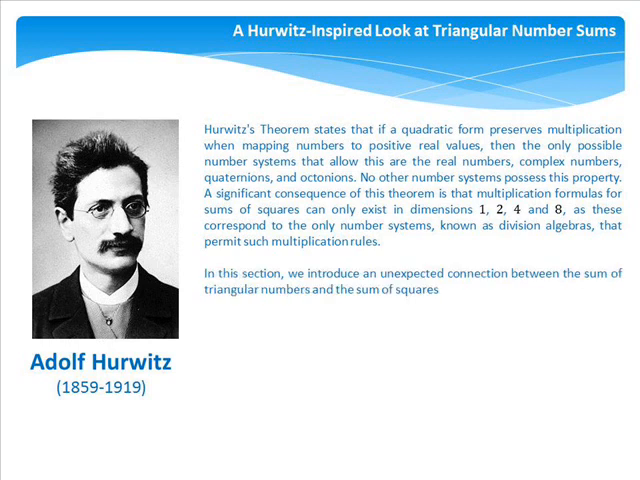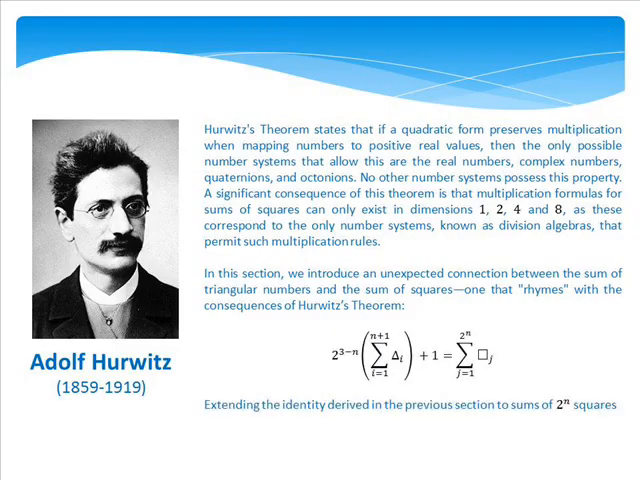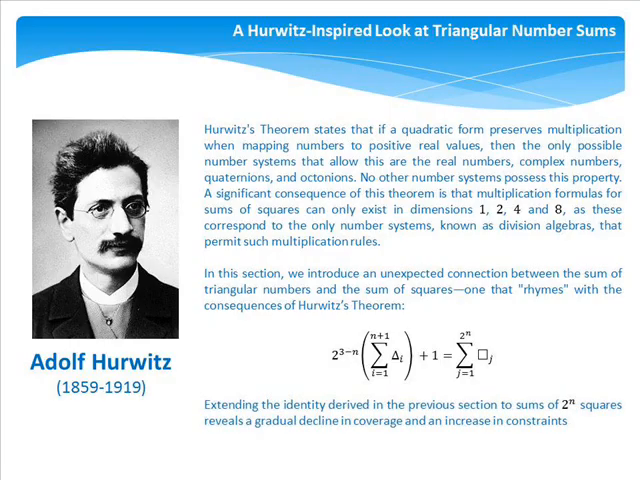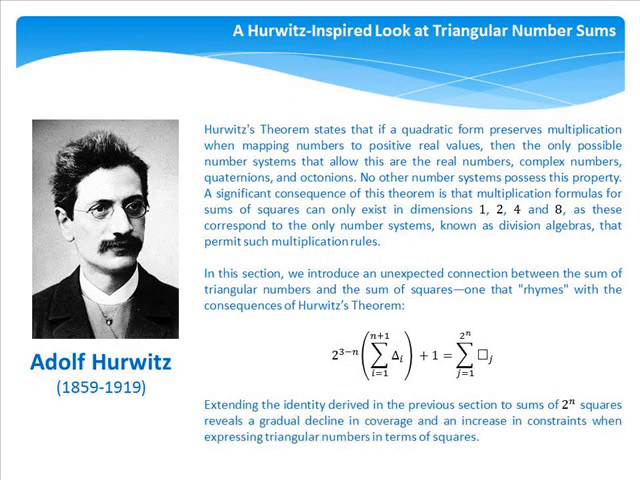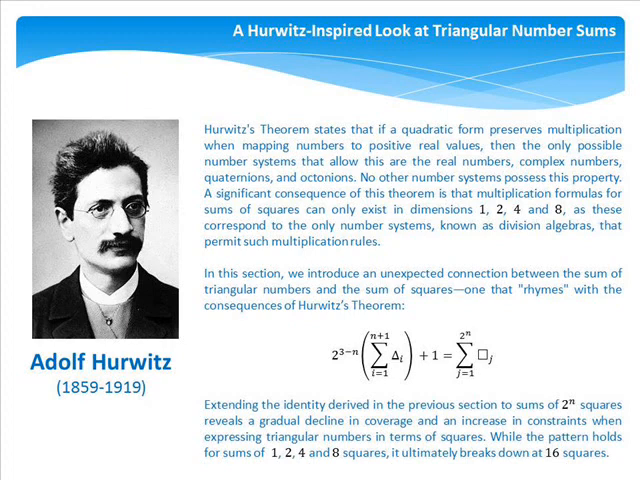In this section, we introduce an unexpected connection between the sum of triangular numbers and the sum of squares, one that rhymes with the consequences of Hurwitz' theorem. Extending the identity derived in the previous sections to sum of 2 raised to n squares reveals a gradual decline in coverage and an increase in constraints when expressing triangular numbers in terms of squares. While the pattern holds for sums of 1, 2, 4, and 8 squares, it ultimately breaks down at 16 squares.